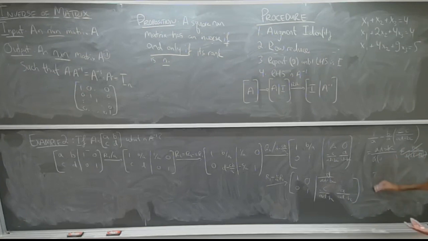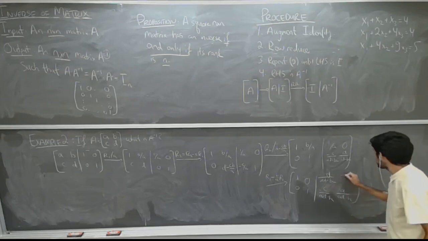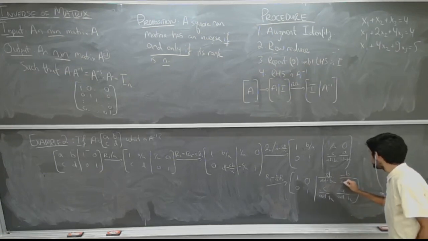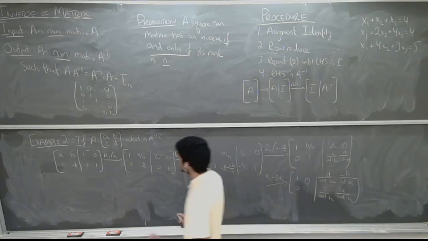And the last term, well, I won't really waste your time on that. I think you can try to figure that out on your own. This will be negative B over AD minus BC. And so we've computed the inverse.